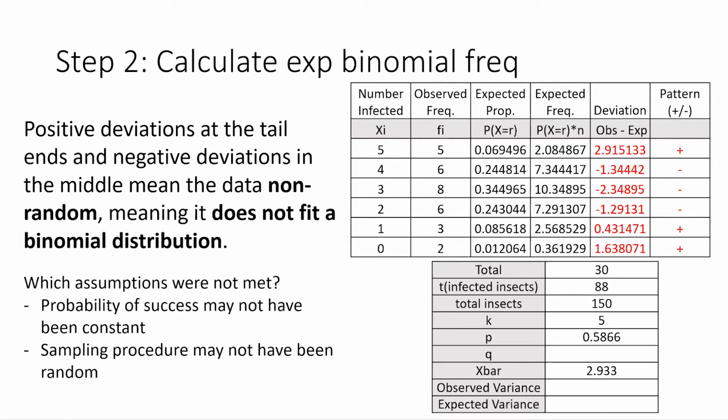So we can kind of ask ourselves now which assumptions were probably not met. So looking at this, the probability of success may not have been constant and the sampling procedure may not have been random. Those are 2 possibilities.